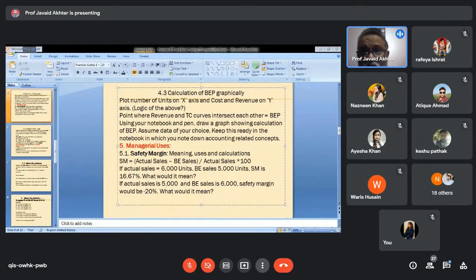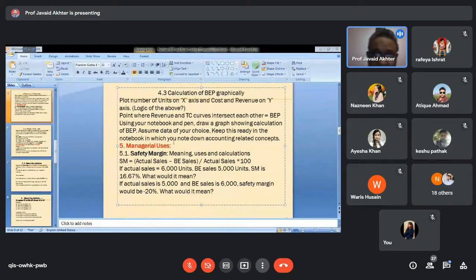So safety margin is what? I have tried to explain to you that we have actual sales, we have break-even sales, we take the difference between the two and divide it by actual sales. In order to get the percentage, you multiply it by 100.